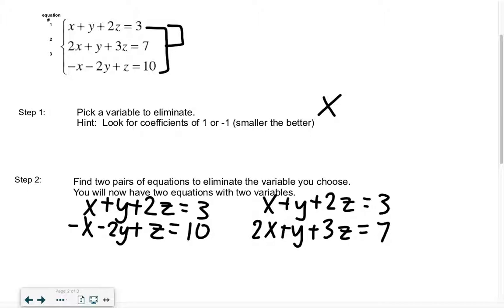Okay, we good? Okay, first one. I'm going to cancel x, we said. Add or subtract, cancel. Oh, I have it the other way. Add this one. x minus x cancels. y plus a negative 2y gives me negative y. 2z plus z gives me 3z equals 13.